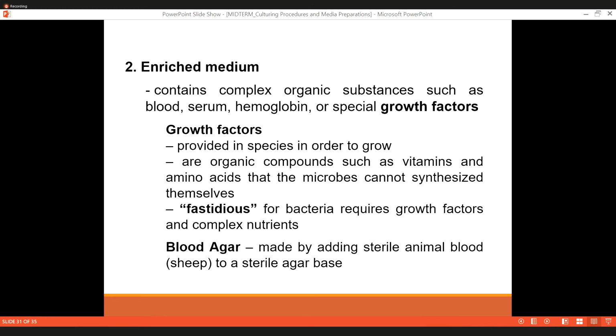Aside from that, growth factors are considered to be fastidious, no? So, kumbaga, they boost microbial growth in our microorganisms. An example of our enriched medium is blood agar, coming from the sterile animal blood of sheep.